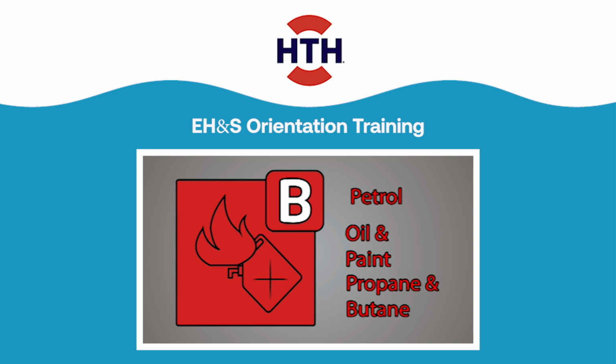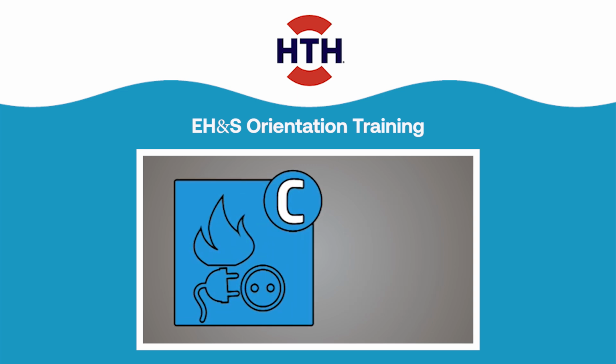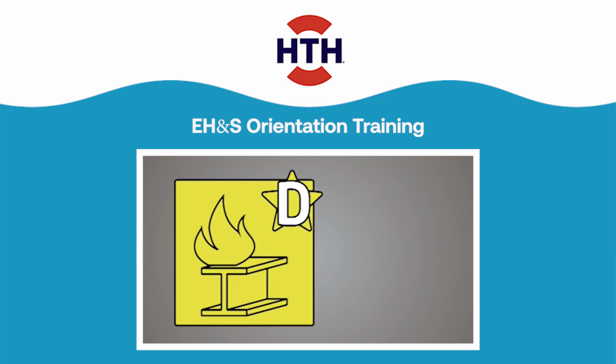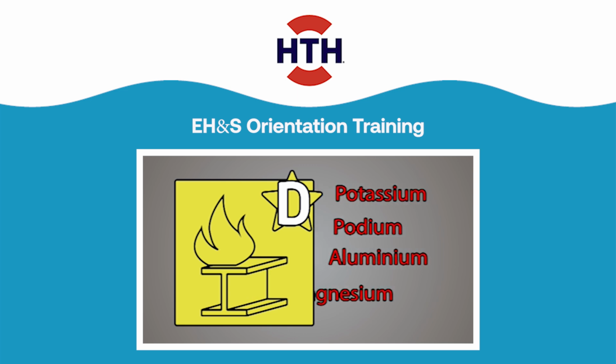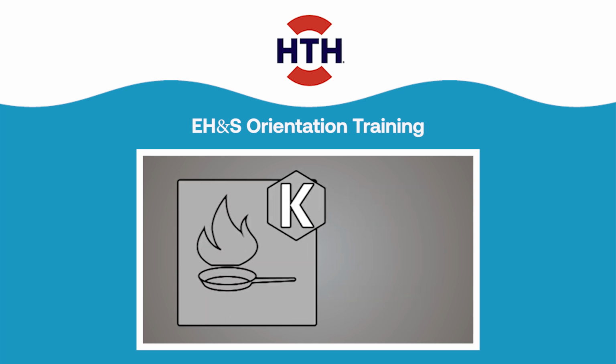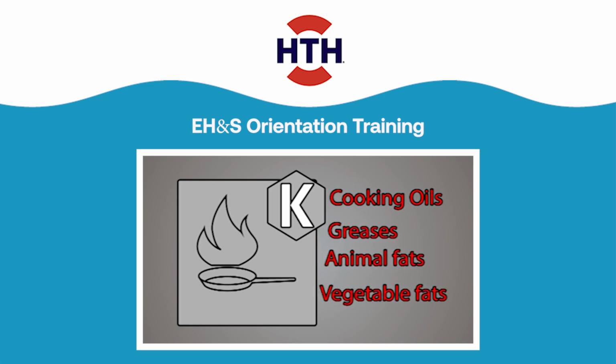Class B fires do not include fires involving cooking oils and grease. Class C fires are fires involving energized electrical equipment, such as motors, transformers, and appliances. Class D fires are fires in combustible metals, such as potassium, sodium, aluminium, and magnesium. Class K fires are fires in cooking oils and greases, such as animal fats and vegetable fats.